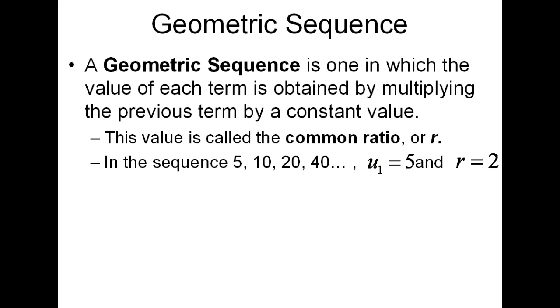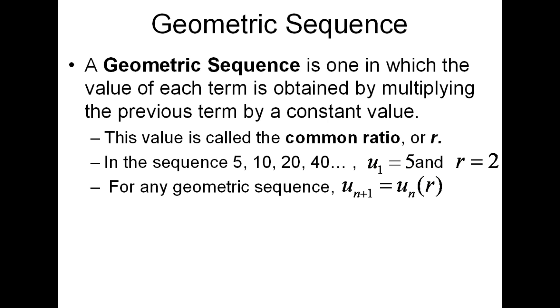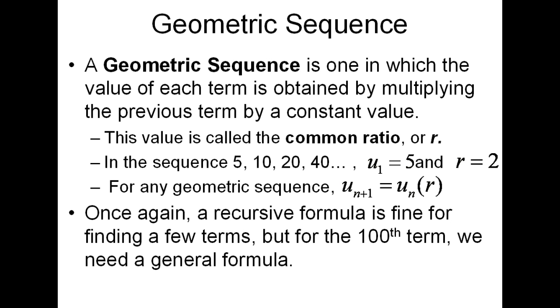In the sequence 5, 10, 20, 40, you can see that the first term is 5, and what I've done is multiply times 2 to get 10, and then times 2 again to get 20, and so forth in order to complete the sequence. For any geometric sequence, the next term is the previous term times R. So u sub n plus 1 is equal to u sub n times R. Once again, this recursive formula is fine for finding a few terms, but for the 100th term, we really need a general formula.